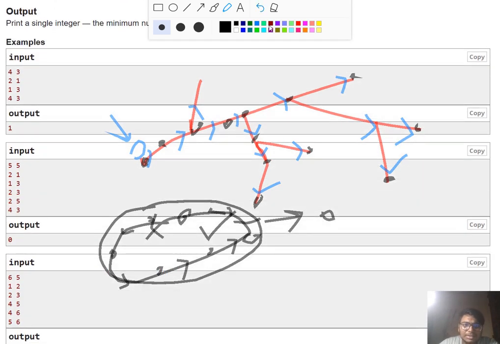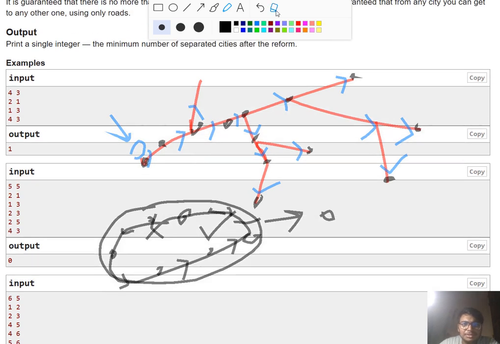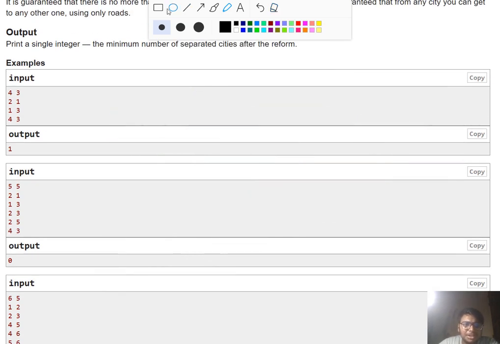But if this case is understood, let me erase it and take an example. Basically let's say this. So what I'm having is lots of nodes in between.